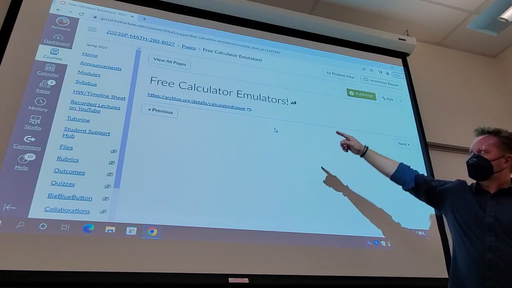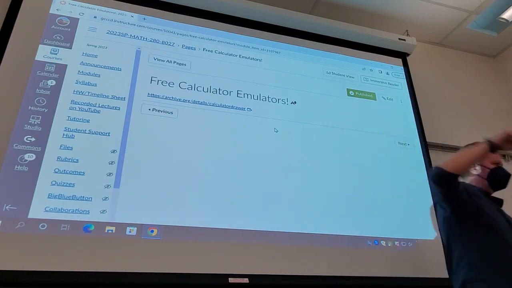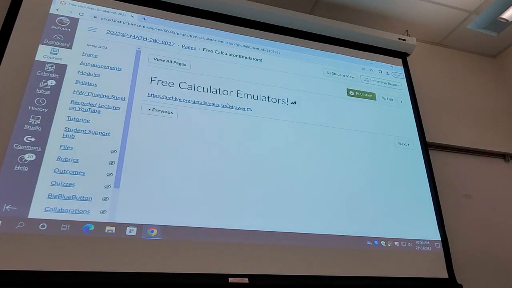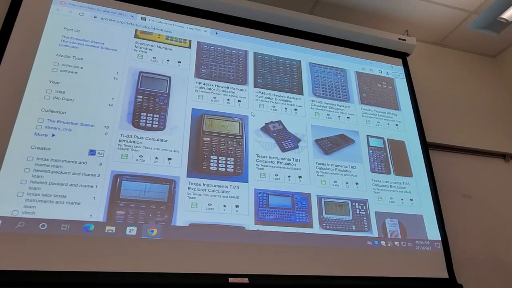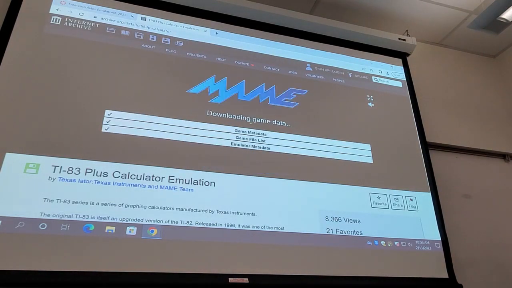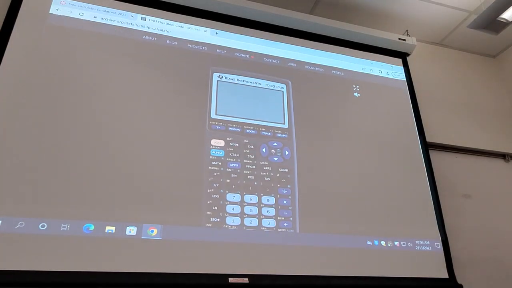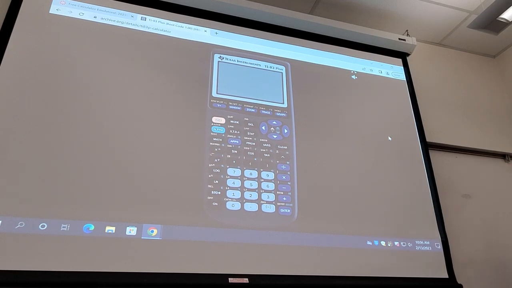There we go. So it's archive.org details calculator drawer. And what that does is it gives you these calculators to choose from. So here's the TI-83 Plus. It downloads a few things, and then it launches. And then I can just use this. I'm kind of happy you asked that question. It acts exactly the same as a TI-83 Plus calculator would in the wild, right?